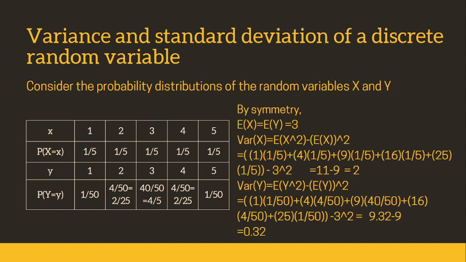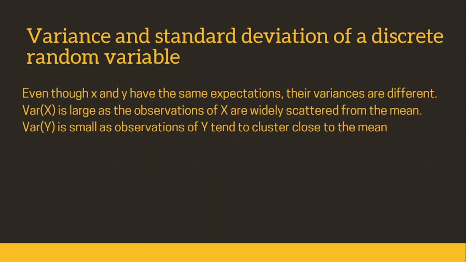Then the same applies to the variable y. You take 1 times 1 over 50, 2 squared times 4 over 50, and so on and so forth. You get that minus your 3 squared again. In this case, it's 9.32 minus 9, which equals 0.32. So there's a difference. Even though x and y have the same expectation, their variances are different.